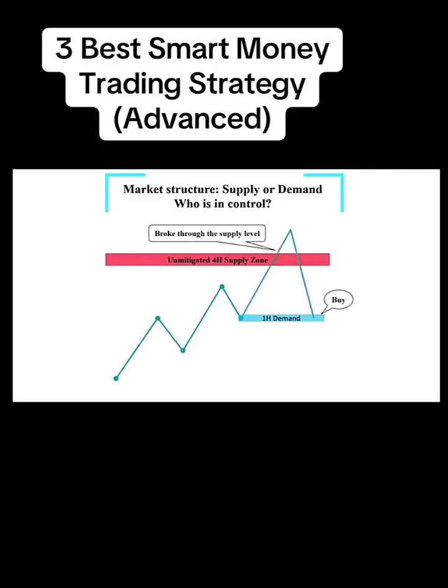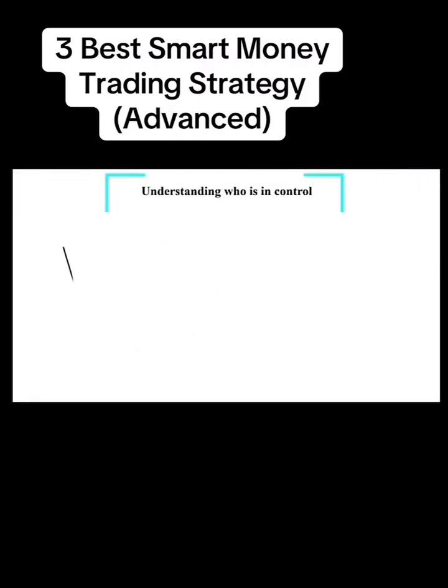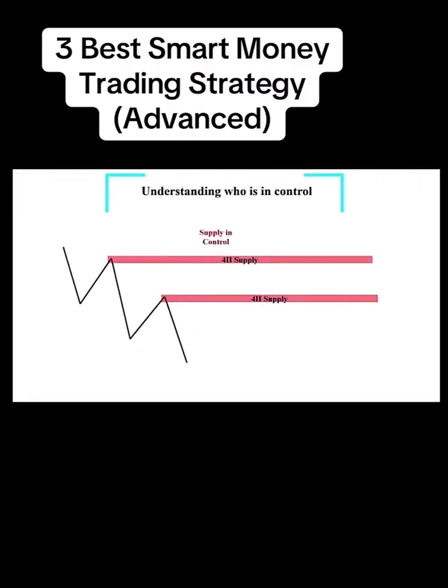First, the price broke through the supply level, giving us a bullish higher time frame bias. Second, the price broke the structure but has not reached the unmitigated supply zone yet. Now let's have an example to explain how to establish which side is in control.